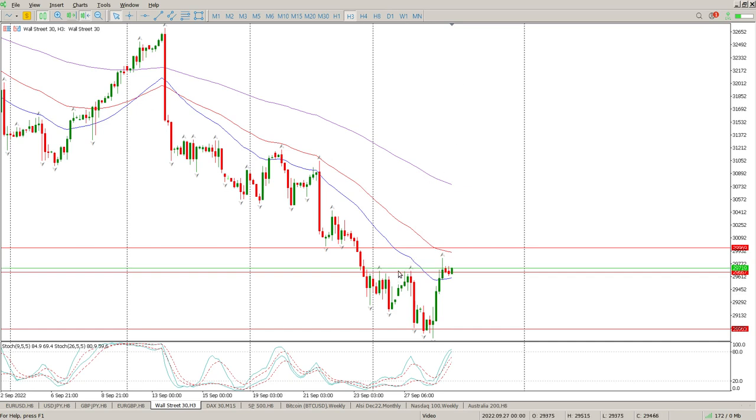First things first is this area here, which is 29667. We've had a couple of attempts to get through here. You can see 2 attempts this week already, and this is now the 3rd attempt. So is this third time lucky, or third time unlucky? A drop below this green pin bar here is what's going to determine third time unlucky.